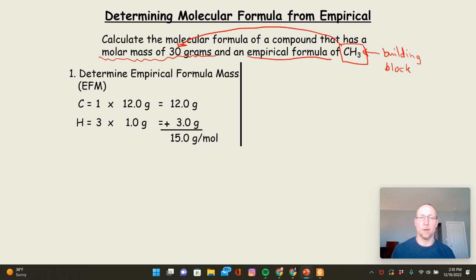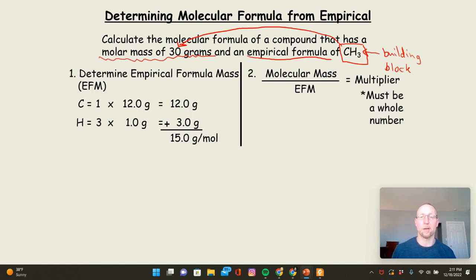Now, the second step is to take our molecular mass and divide it by the empirical formula mass. Why do we want to do that? Because that's going to tell us how many building blocks it takes to make the whole structure. That's going to give us what I just call the multiplier. It's what we have to multiply the empirical formula by to get the molecular formula. So we take our 30 grams and we divide it by our empirical formula's mass.